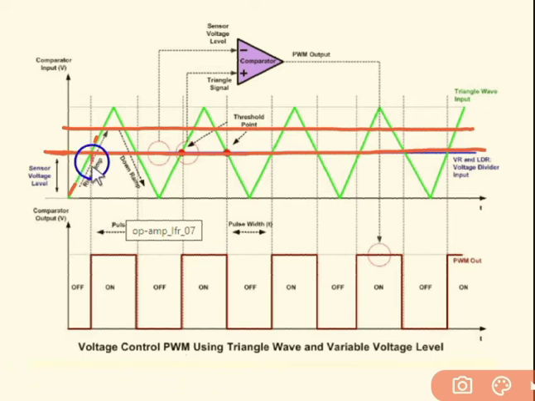So if we extend this point, after this point, the triangular wave is higher than the reference signal. So here we get the high on state of the comparator. As the magnitude of the triangular wave decreases below this reference value, the output is 0. Further increasing the magnitude of the triangular wave, we get the higher positive pulses.